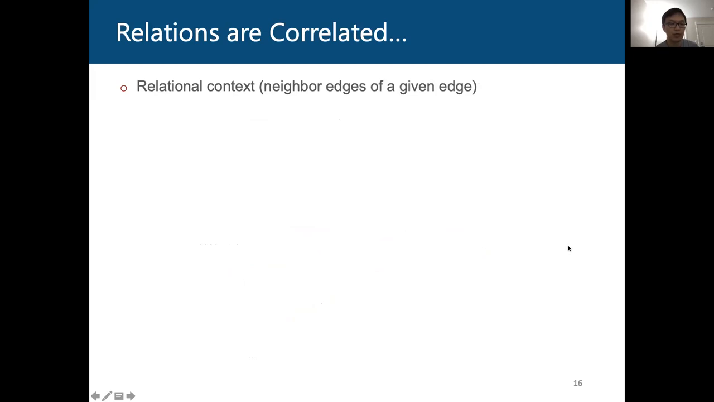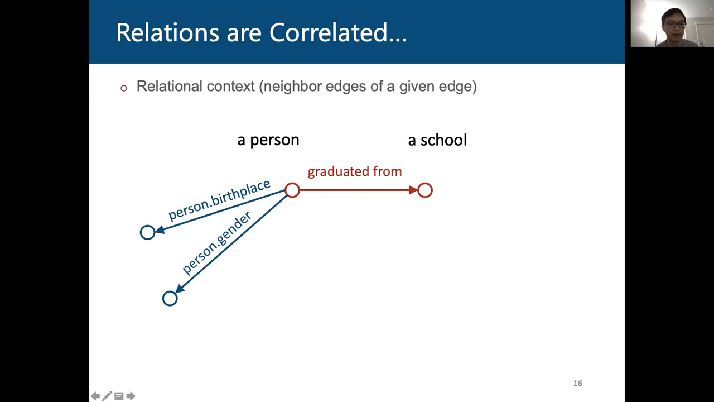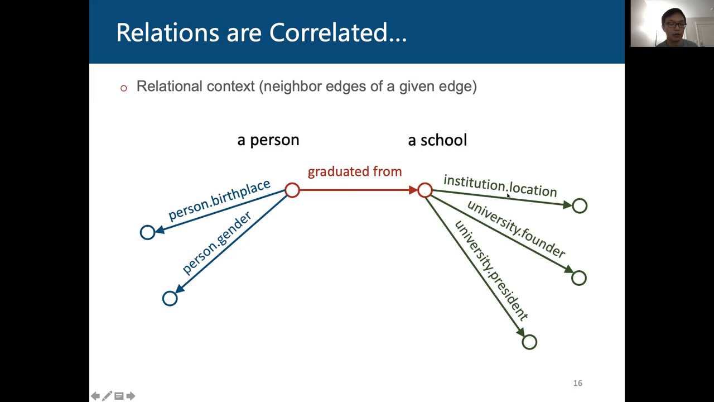In general, relations are not uniformly distributed over a knowledge graph, but they are correlated with each other. For example, given a relation graduated from, we know that the head may be a person and the tail may be a school. So the neighbor relations of the head are likely to be person.birthplace or person.gender. And the neighbor relations of the tail are likely to be institution.location, university.founder or university.president. And the relation movie.language is not likely to be a neighbor, right? These neighboring relations are called the relational context.